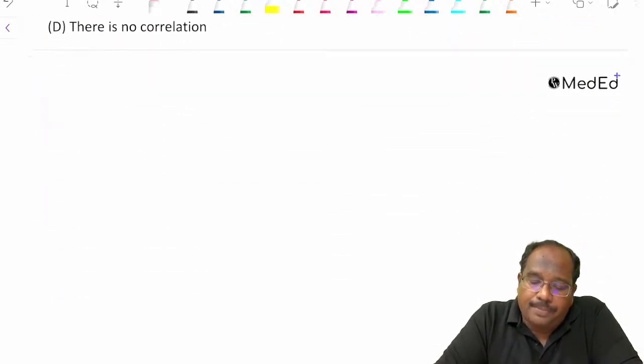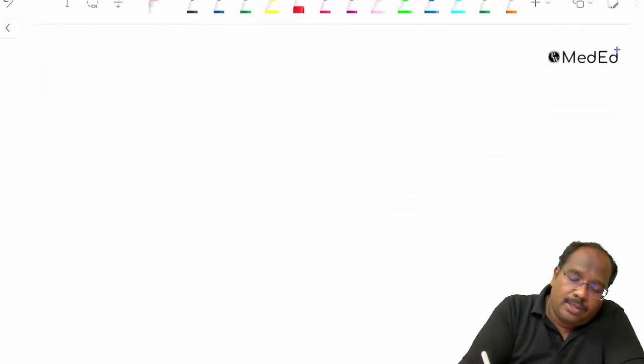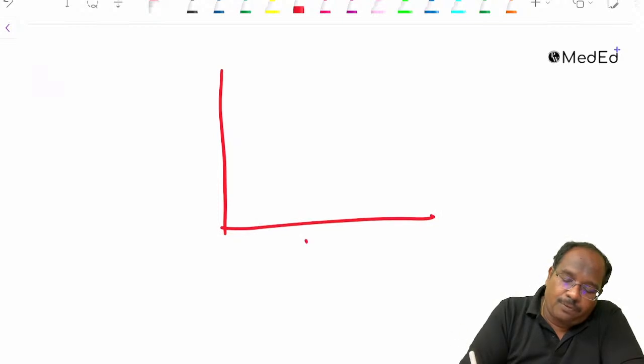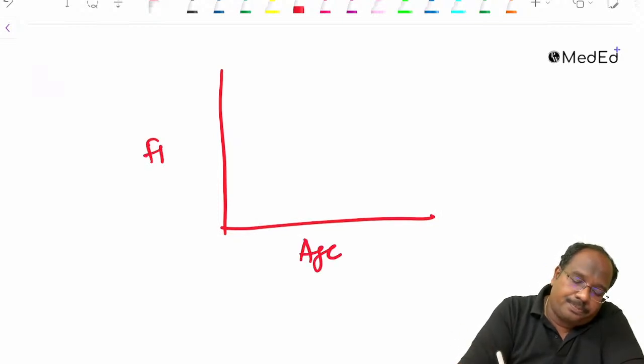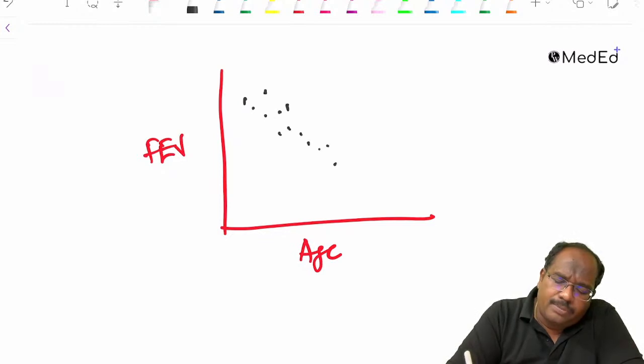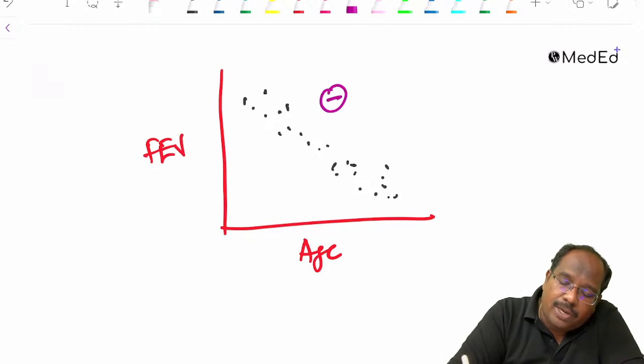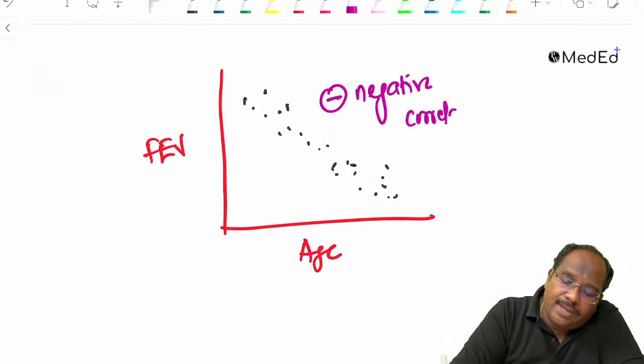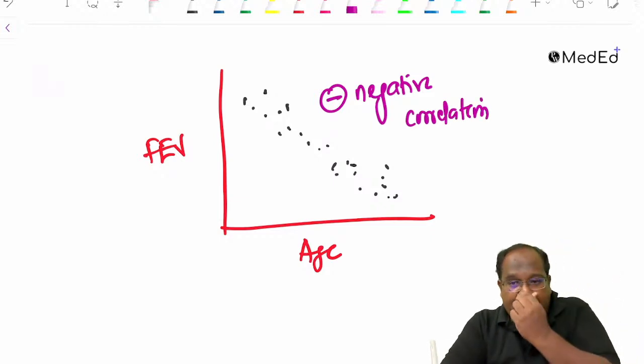For example, look here. I'll plot another one. Suppose age and forced expiratory volume. As the age increases, the forced expiratory volume comes down. This we call negative correlation. One variable increases, the other variable decreases. This is negative correlation.